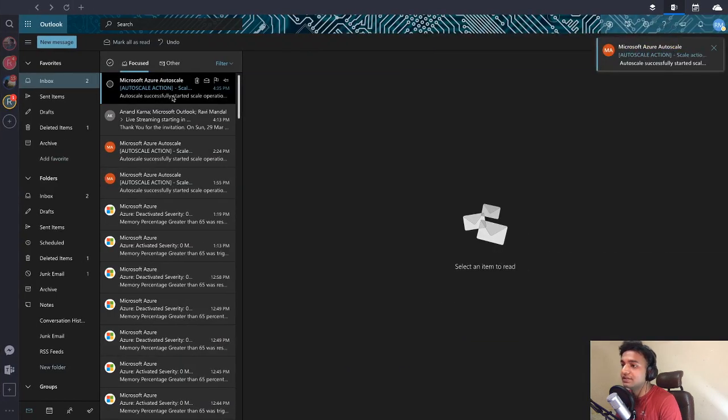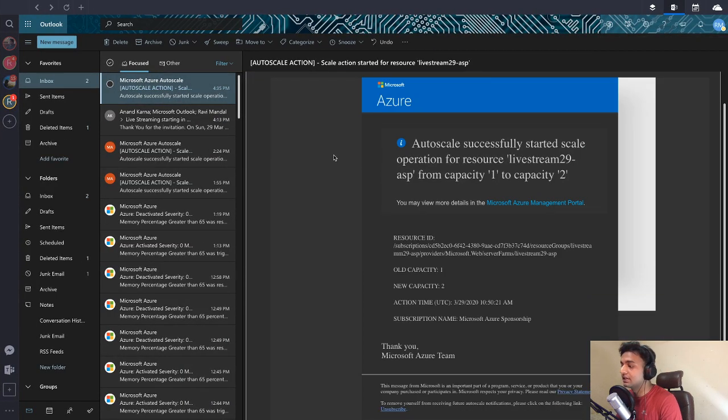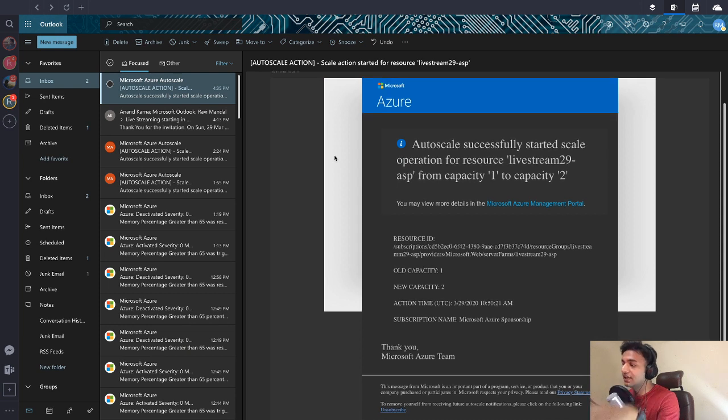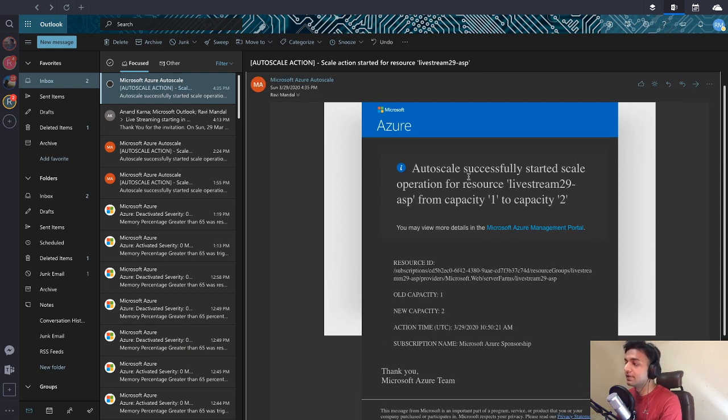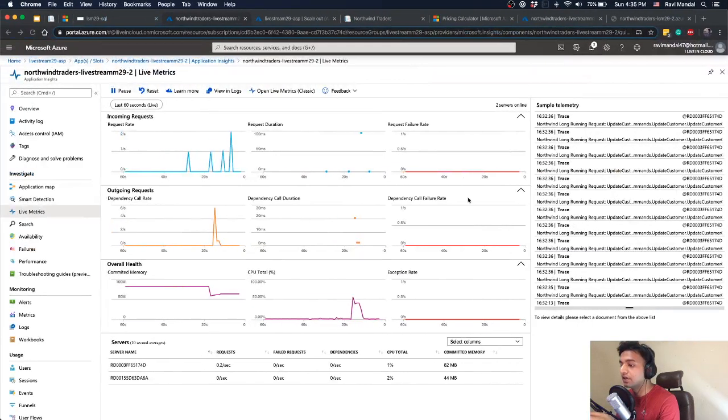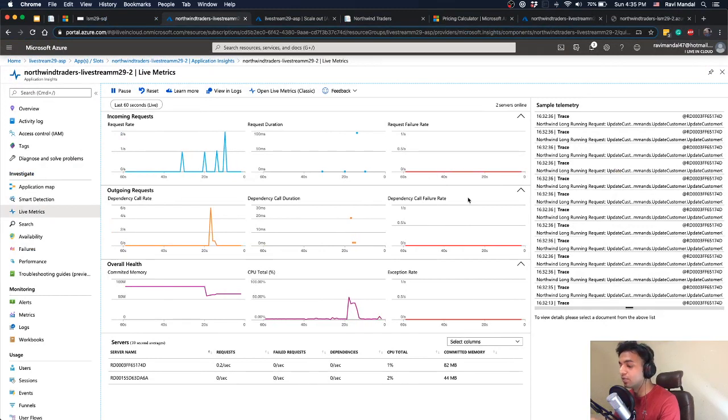I have set an email saying that if the autoscaling kicks in, send me an email. As you can see, it says that autoscale has successfully started the scale operation for the resource, from capacity 1 to capacity 2. In this case, it looked at the metrics in the system for 1 minute, and then found that the CPU percentage was more than 65, so it allocated resources, deployed my application there, managed all the underlying infrastructure for me, and created a new instance.